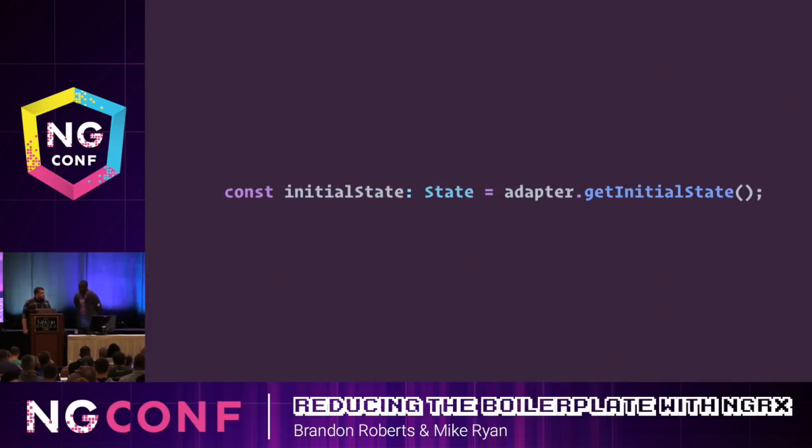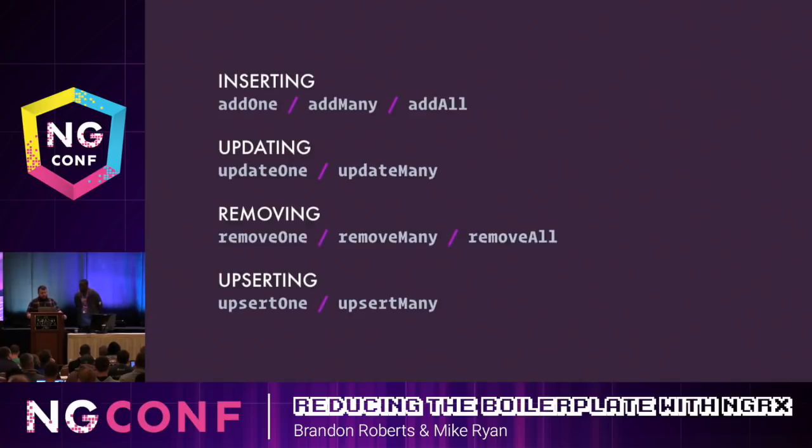The adapter also comes with a number of functions that help you set up your reducer. For instance, we can use the adapter to initialize the state of the reducer. When it comes to updating the state, it comes with a number of functions for managing those. It handles all of the common use cases, like inserting into the collection, updating items in the collection, removing items, and lastly, upserting.